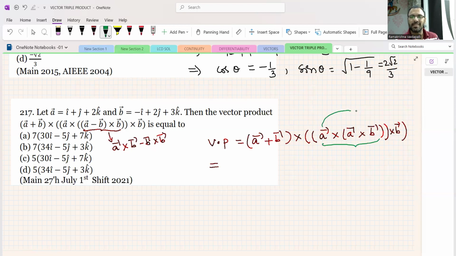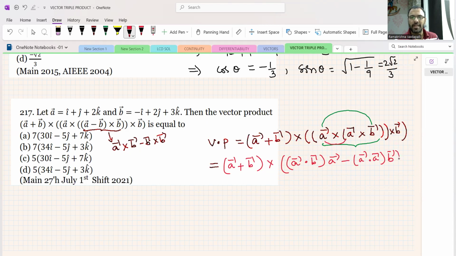You take that this is A dot B, right? So this is equal to A bar plus B bar cross, okay? This is A dot B into A bar vector, minus A dot A into B bar vector. All right. This is cross B bar vector. Good. I'm closing the bracket.